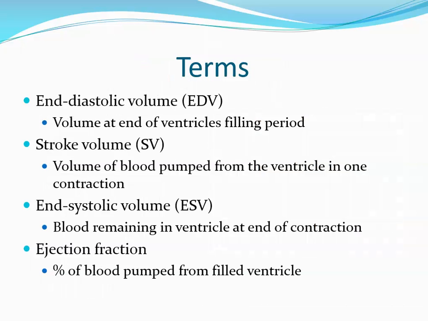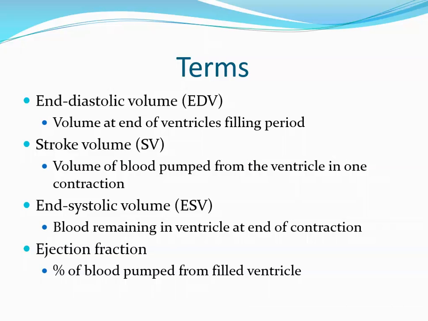Some terms related to the cardiac cycle. End-diastolic volume refers to the volume in the ventricles at the end of their filling period. So this would be the total volume in the heart after the ventricles fill. Stroke volume refers to the volume of blood pumped from the ventricles in one contraction. And systolic volume refers to the blood remaining in the ventricle at the end of a contraction period.